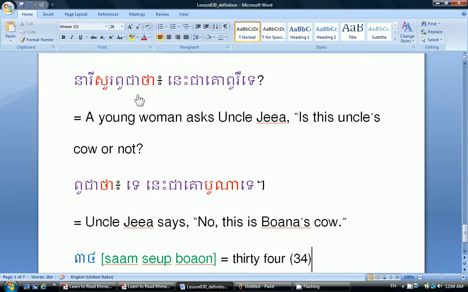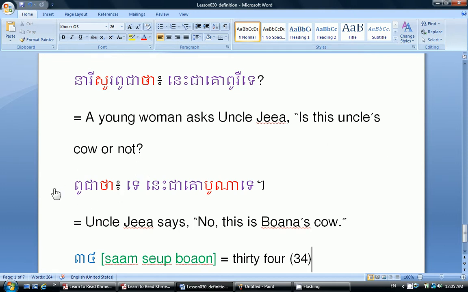Neri sua puchia ta ni chiko purite. Please note of the word chia here. This first chia is the name of the uncle Pu. The second chia means is. Okay, so now let's read it again. Neri sua puchia ta ni chiko purite means a young woman asks Uncle Chia, is this uncle's cow or not?